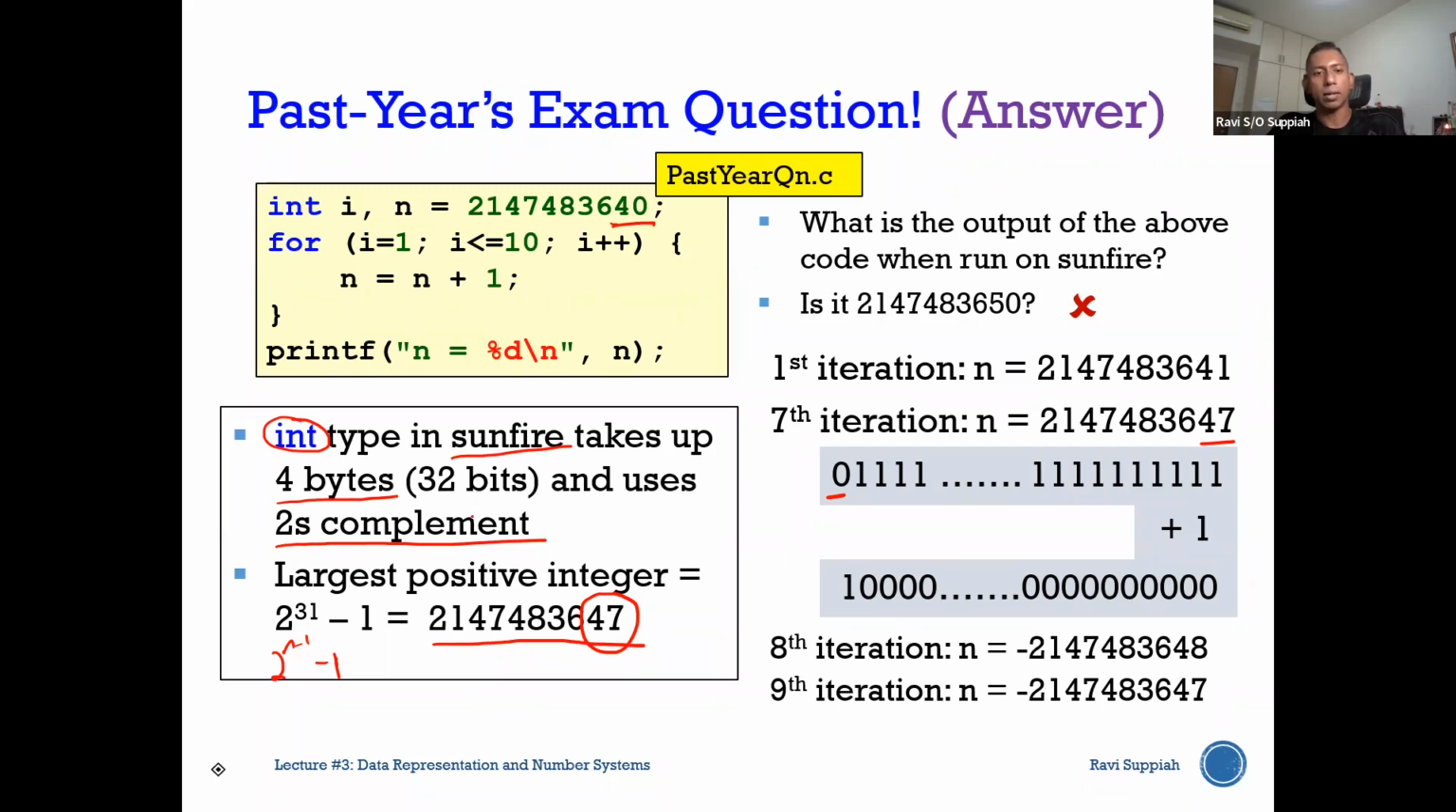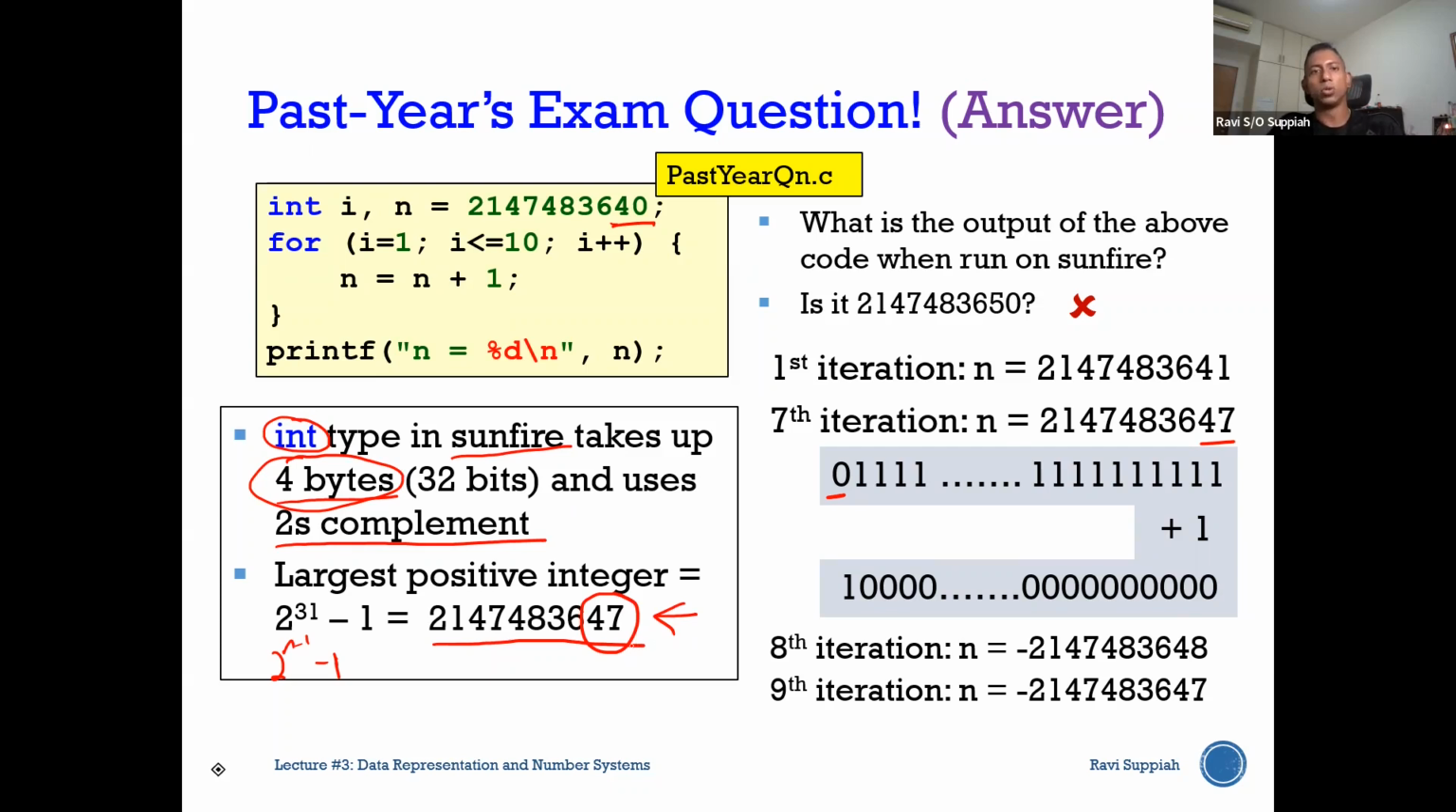Okay, so in this example, since this Sunfire platform uses 4 bytes to represent integers, we know that this is the largest value. So if I try to represent a number bigger than this value, I mean, bigger than this largest positive integer, it's not going to work.